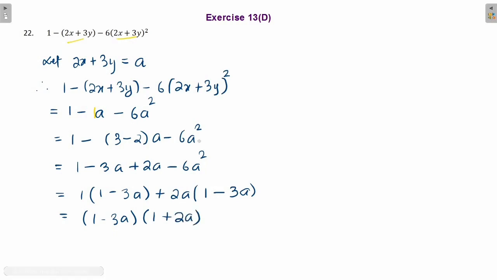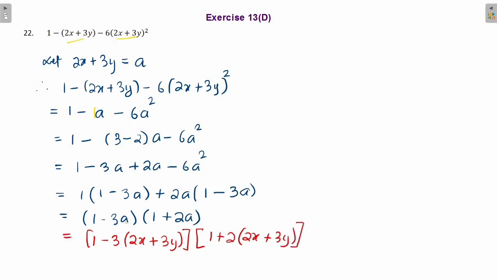Okay. Now one more step we need to do here. So very important step, remember. So here we will resubstitute the value of a. Okay. So we have 1 minus 3a. What is a here? A is this quantity, isn't it? So in place of a I am writing 2x plus 3y. Okay. So we have into this quantity 1 plus 2a, and what is a? A is 2x plus 3y. 2x plus 3y. Now after that we'll open the bracket.